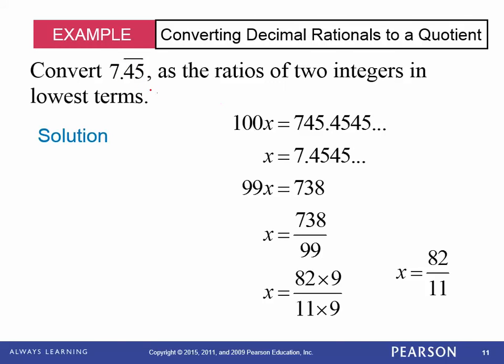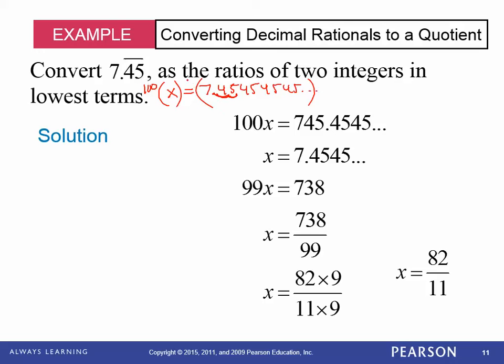And so what we do is we designate x to be 7.4545454545 forever. Now we want to multiply so that we get rid of one iteration of the repeating. Notice it's the 4, 5 that repeat. There are 2 digits that repeat themselves. So we want to multiply this by 100, because that'll get rid of one repeating set of the decimal.